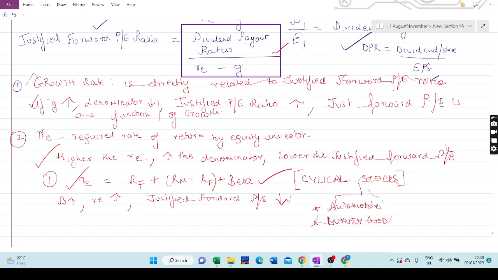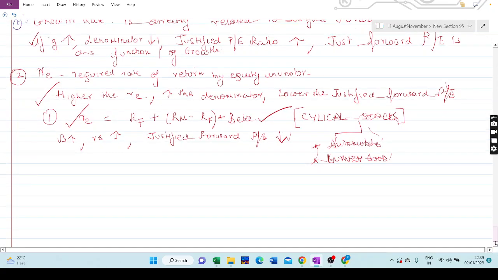So cyclical stocks have high betas, and since they have high betas, the required return by equity investors is high. Their forward P ratios are justified. Forward P ratios should be low. Guys, is this point crystal clear? Any doubts, please? Okay.